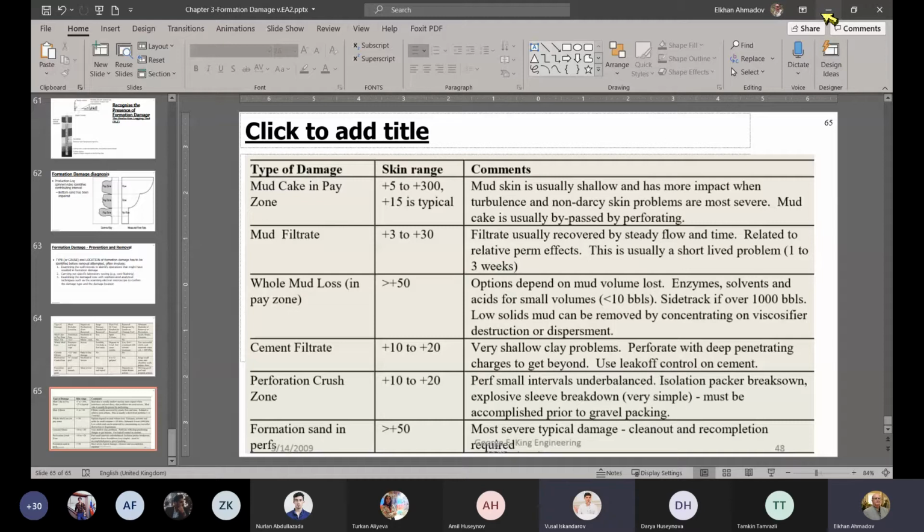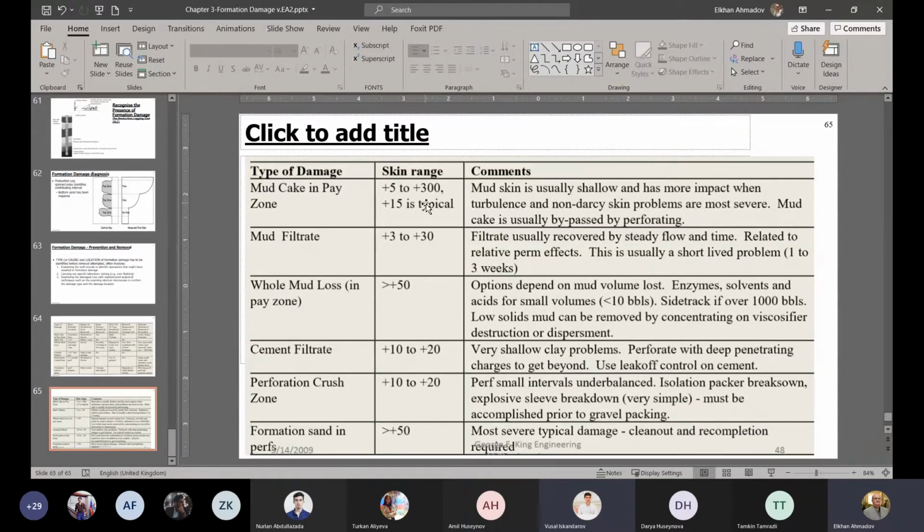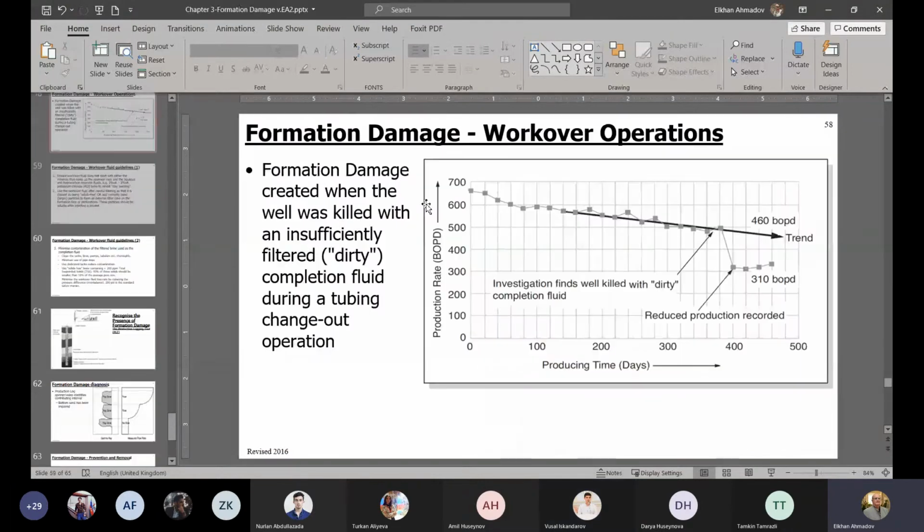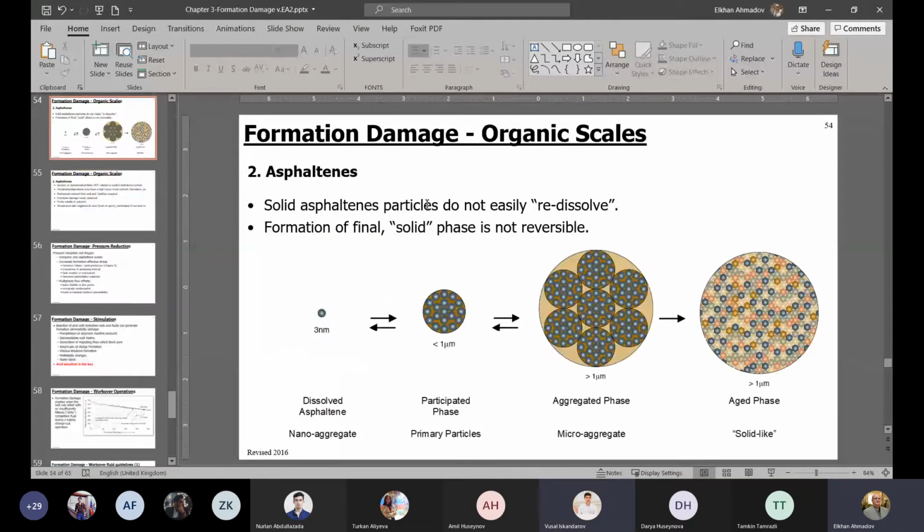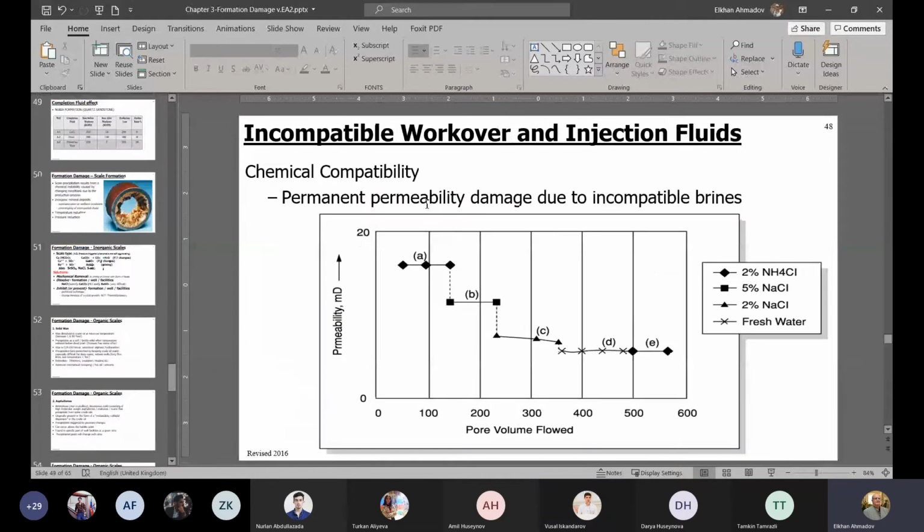Well, Ilham, I would like to ask about permeability damage, as you already talked about in the beginning of the lecture, I guess. Can you clarify this term one more time? It was in the chemical compatibility slide, I guess. This one? Yes, this one.